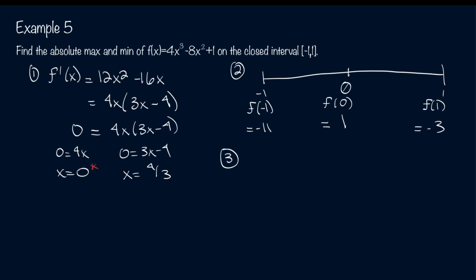Now, we have our values. We can go ahead and get our absolute max, which is going to be at 0, 1, and our absolute min, which is going to be at that negative 11, so negative 1, negative 11. And that is going to be the end of our examples for maximum and minimum values in calculus.